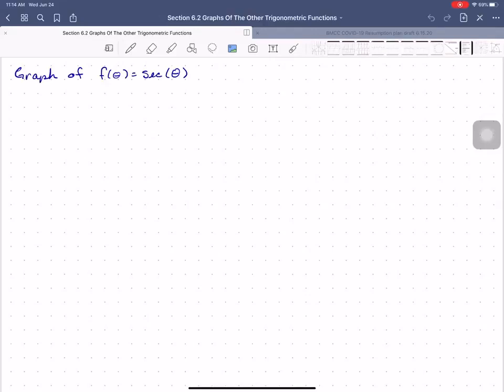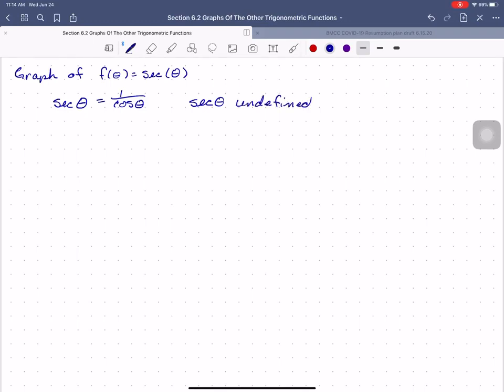Hi, welcome back. I want to talk with you this morning about the graph of secant. Now, I want you to remember that secant theta is equal to 1 over cosine theta. So what we should not be surprised about is that secant will be undefined wherever cosine equals 0. So we're going to see a graph with a lot of vertical asymptotes.